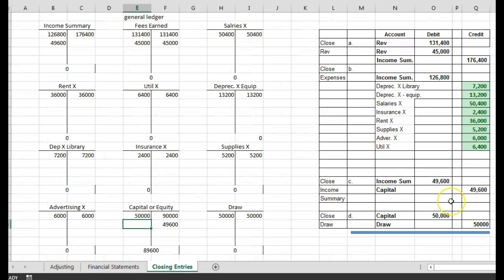And that's why we do the closing, so we can get, number 1, all of those accounts closed, but number 2, so that we can get the financials and the general ledger in agreement, so we can start the next accounting period off with a clean slate.